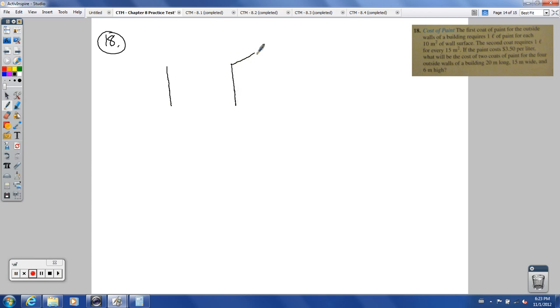I'm just going to draw the outside part of the building, the 4 walls basically. So I've got, let's say this is almost there. This is 20 meters long this way. This is 15 meters wide this way and 6 meters high.